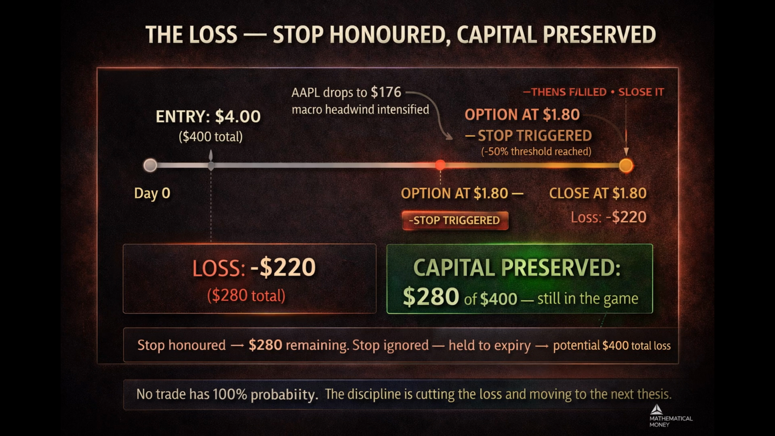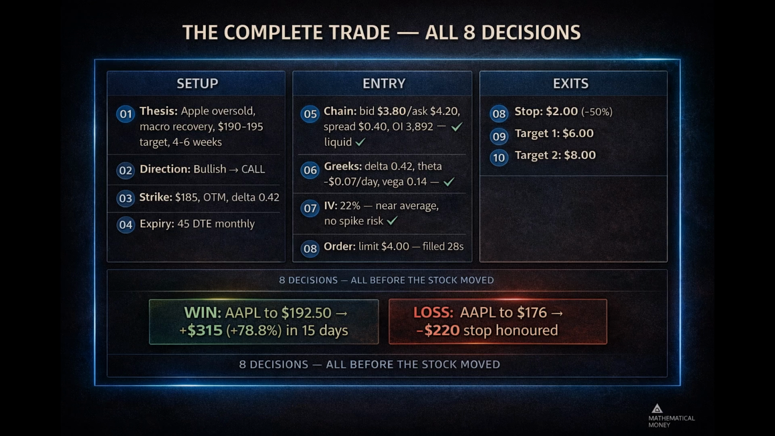The thesis was wrong. The macro headwind did not fade, it intensified. That happens. No trade has 100% probability. The discipline is in closing the losing trade cleanly, preserving capital, and moving to the next thesis with $280 still in your account. The complete trade on one page.